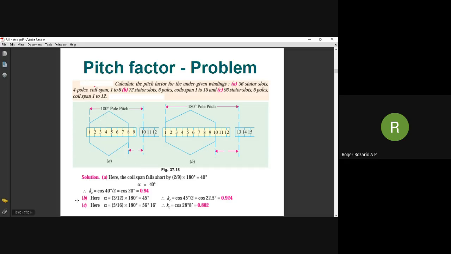40 degrees. Now what is the formula for Kp? Kp equal to cos alpha by 2. Alpha is 40 degrees, just now we calculated 2 by 9 into 180. So cos of 40 by 2, cos 20. Kp equal to 0.94. Is it clear?